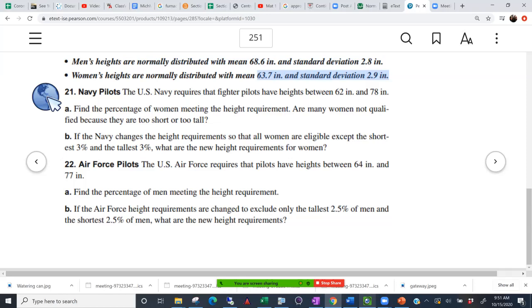And this is much like the last one. Which problem are we working on? 21. Okay. I have a quick question about 22. With 22B, it's asking what the new height requirements are. Would we round up from 63.1 and make it 64?